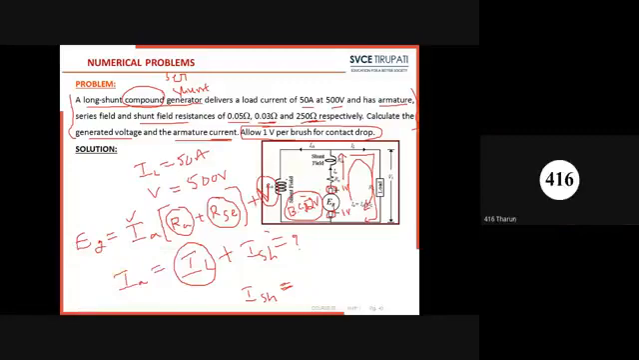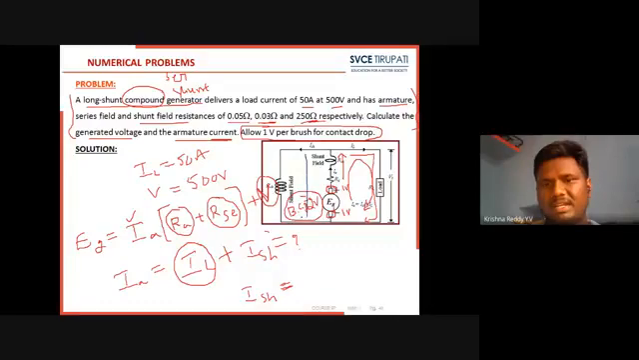Actually, the shunt field winding is directly in parallel with the load. If you take the armature circuit, here we need to include EG plus IA into RA plus RS. The total voltage we don't know actually. We don't know the value of EG.